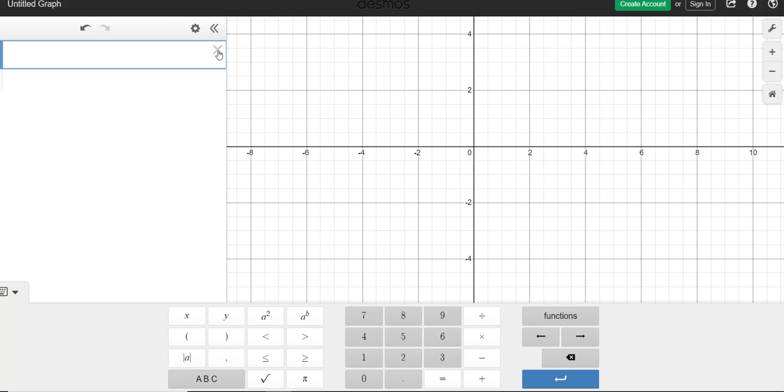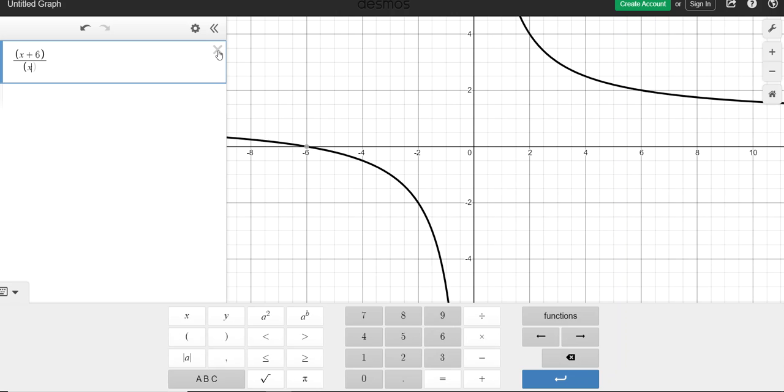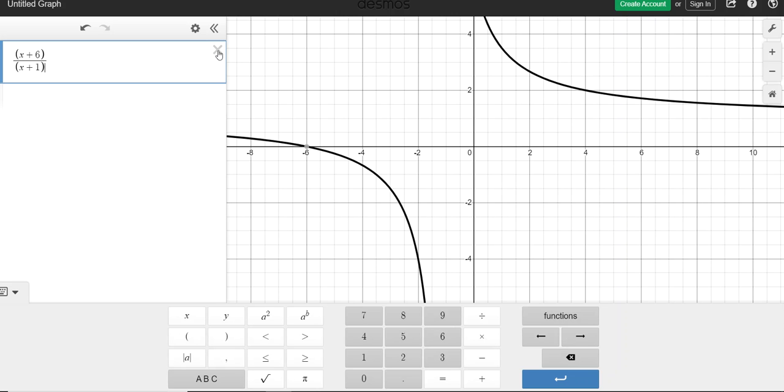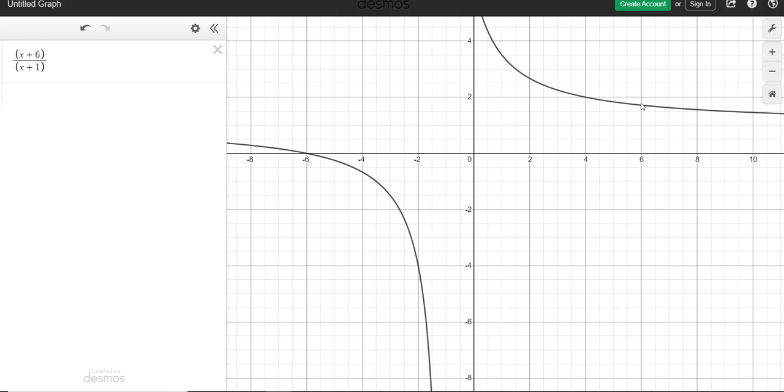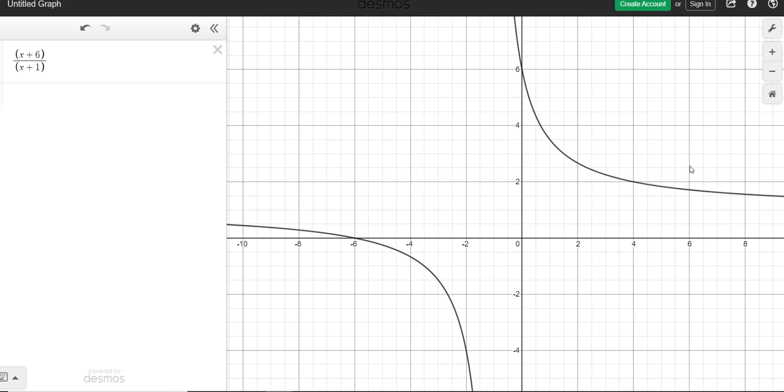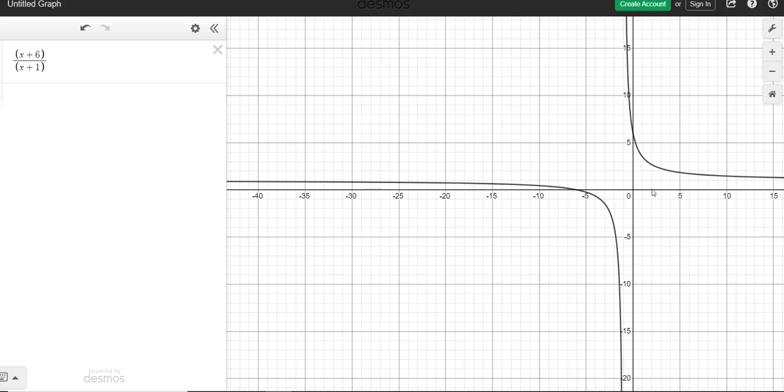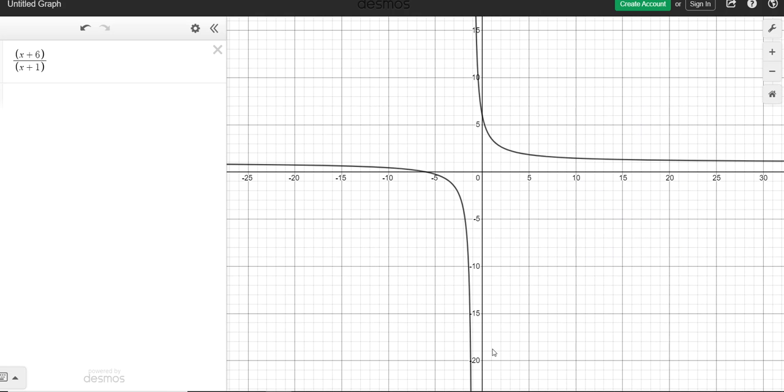So let's put in x plus 6, all divided by x plus 1. Let's do this properly. So I think you're right, though, that we can't have 1. We have 2 asymptotes.